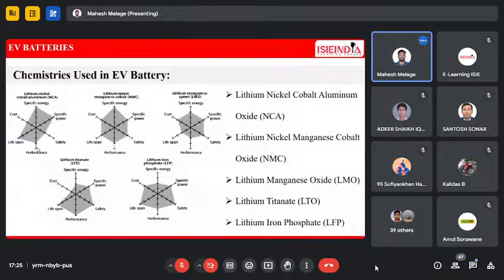Nowadays, Tata and most EV vehicles use lithium iron phosphate LFP batteries. In European countries, most use NCA batteries, depending upon their chemistry and requirements. Each company has a specific standard, and as per that standard they decide which battery is used. But most probably lithium cell chemistries are used.